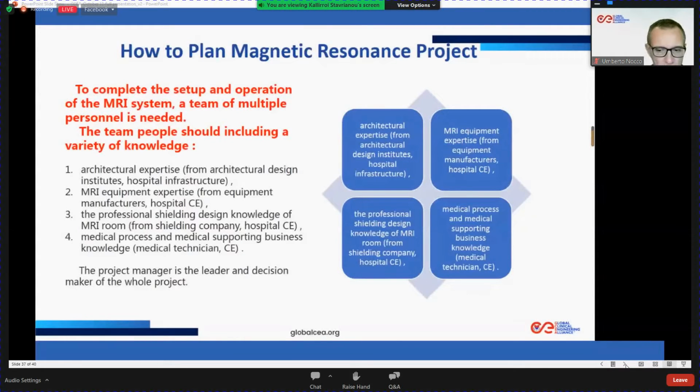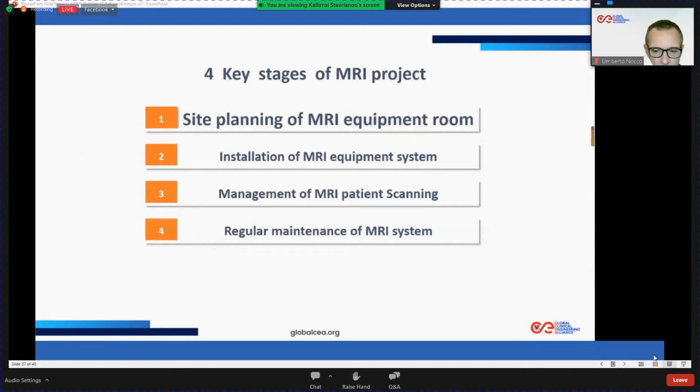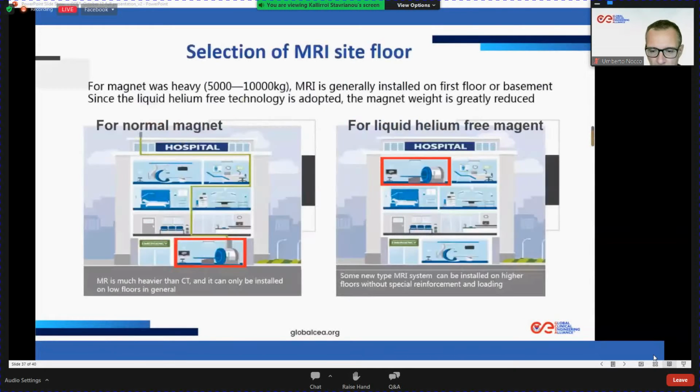To complete the setup and operation of an MRI system, a team of multiple people is needed. The team should include a variety of knowledge, including architecture experience, MR equipment experience, professional shielding design, and also medical process and medical supporting system knowledge. It should be included. There are 4 key stages of an MR project. The first one is site planning of the MR equipment room.